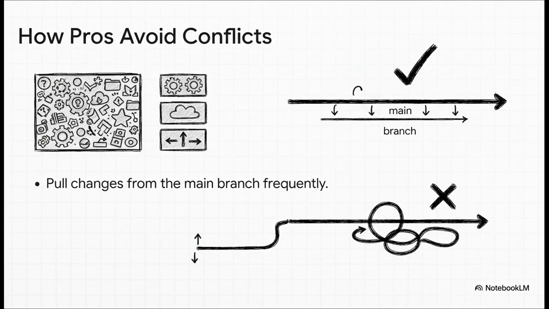Of course, combining work sometimes leads to conflicts. The best way to deal with conflicts is to just avoid them in the first place. And the pros are really good at this. How? They keep their work in small, manageable chunks. They make small, focused commits that only do one thing. They are constantly pulling down the latest changes from the main branch to stay in sync. And they do not let their feature branches live for weeks and weeks, because the longer a branch is on its own, the more it drifts away and the bigger the headache when you try to merge it back in.